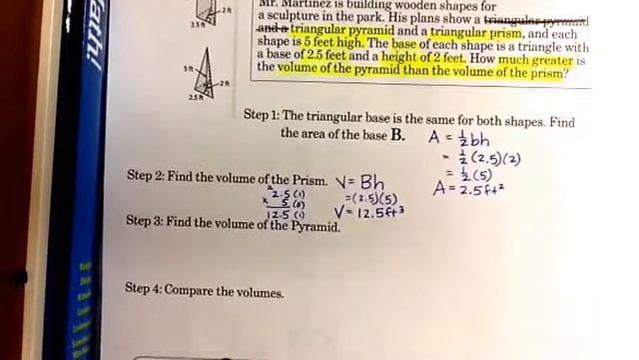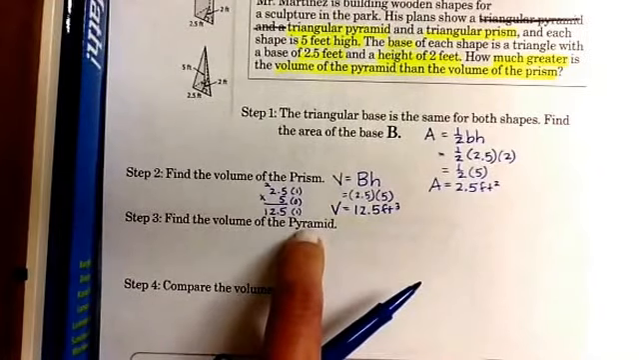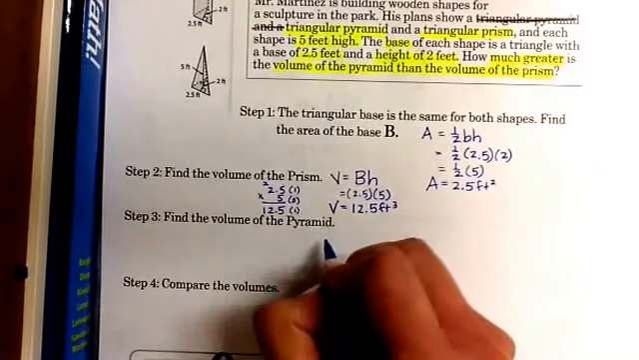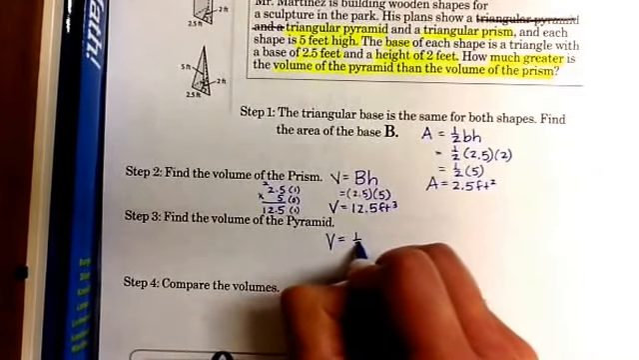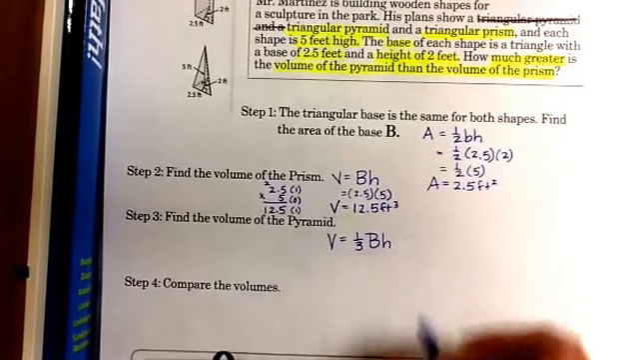Well, now, in order to compare it, we need to find the volume of our pyramid. Well, the volume of our pyramid formula is 1/3 base times height.